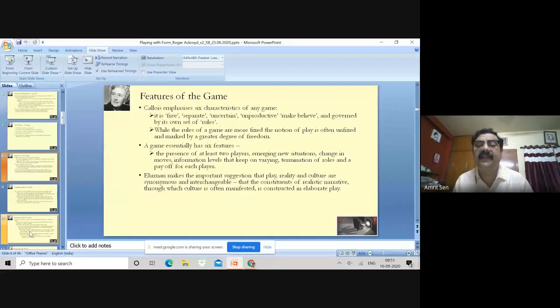Now, it's very interesting that a game has 6 features: presence of at least 2 players, in this case, the author and the reader; emerging new situations, changes, red herrings, etc., change in moves, how the detective finds the clues; information levels that keep on varying, so you're gradually fed information; termination of roles; and a payoff for each player. So at the end of the detective fiction, you have to find the criminal. You have to know who the criminal is. If the story ends without a criminal or without the resolution, then the game has not been completed.